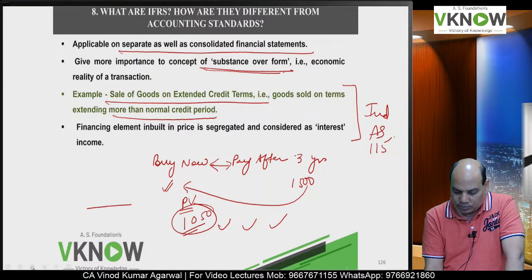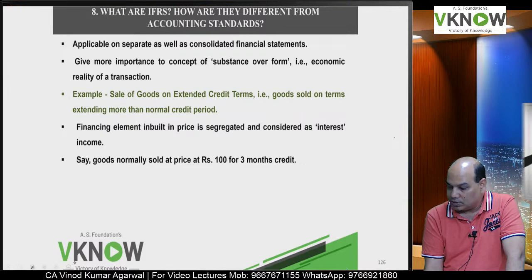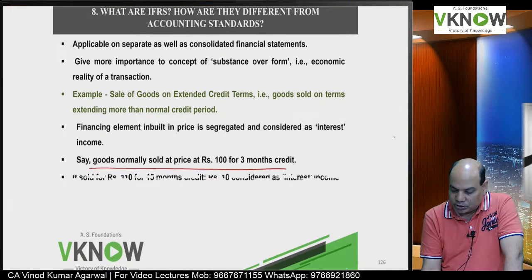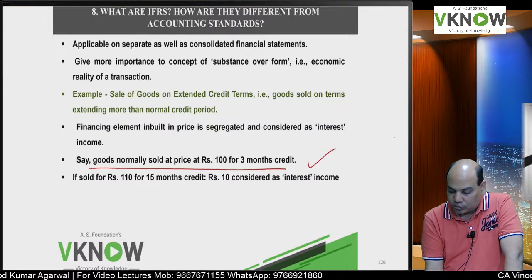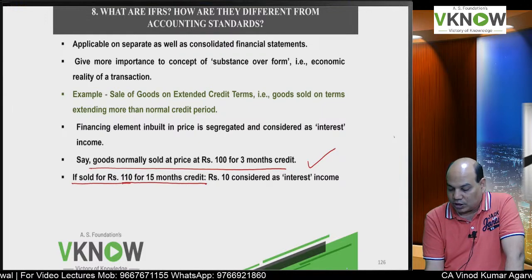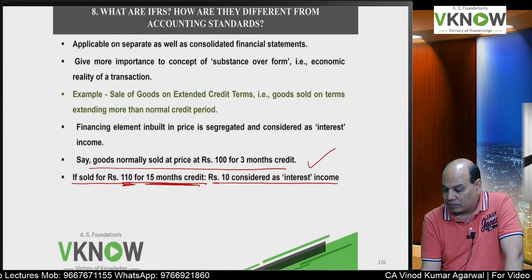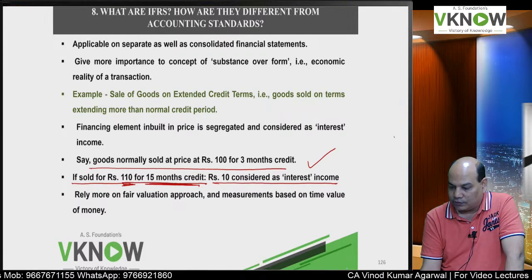Not today, because the same thing will come in your syllabus. The next example is the same: goods are sold for 100 rupees on 3 months credit, then it is okay. But if goods are sold at 110 for 15 months credit, you are charging 10 rupees more for giving extra credit. So it simply means you are charging 10 rupees as interest income, substance over form.